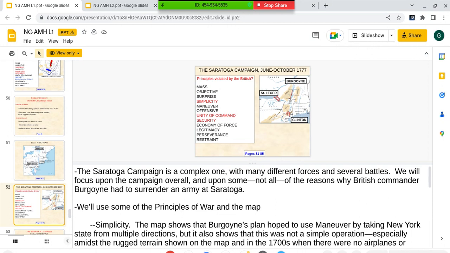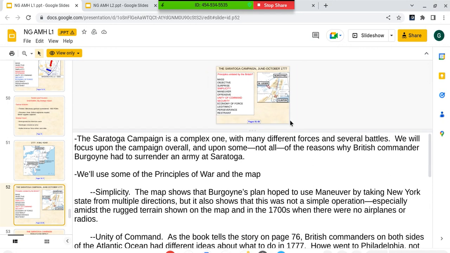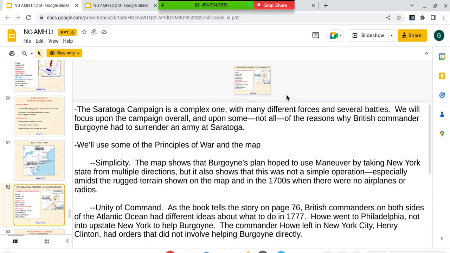If you make your plan overly complicated, it's likely to fail. That's why the principle of simplicity is so important, as seen in this example here. This plan was particularly overly complicated to take New York from different directions because of how complicated the terrain in the area was.